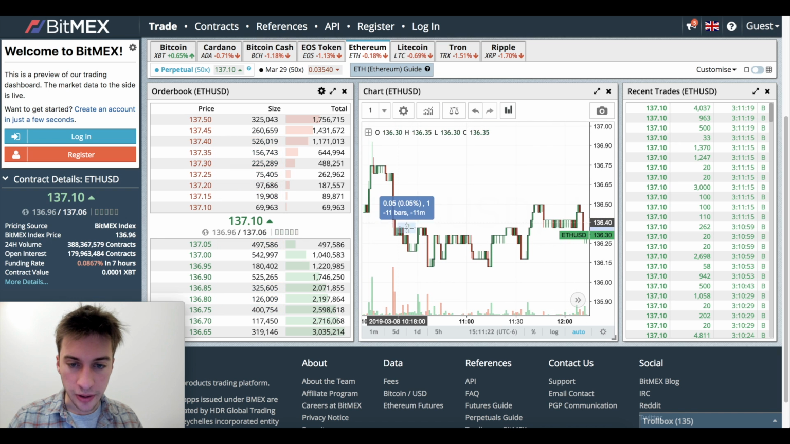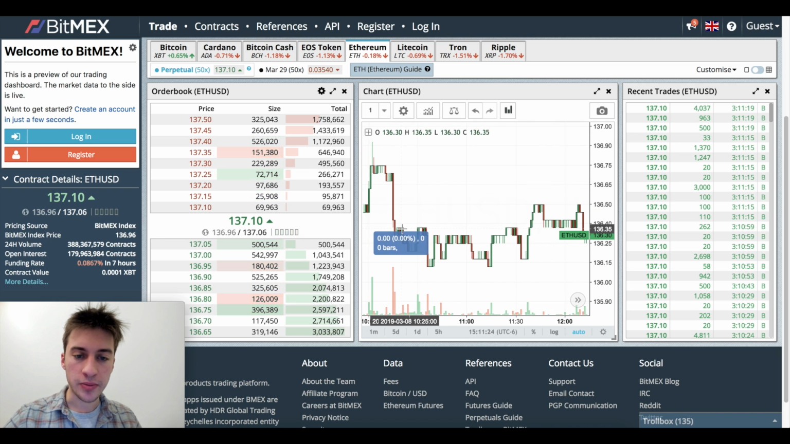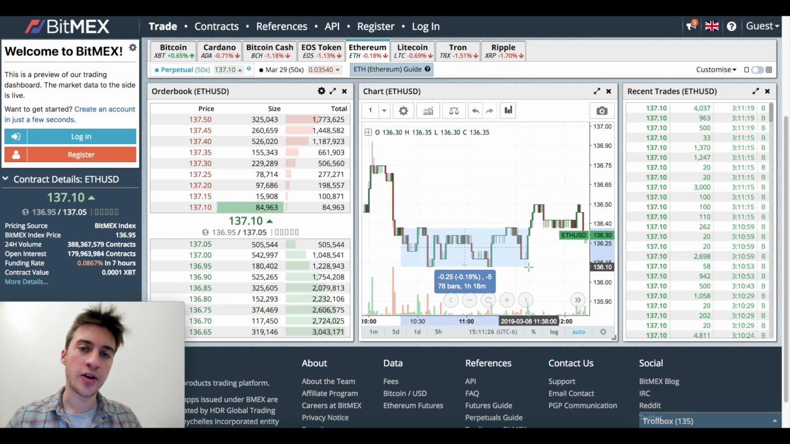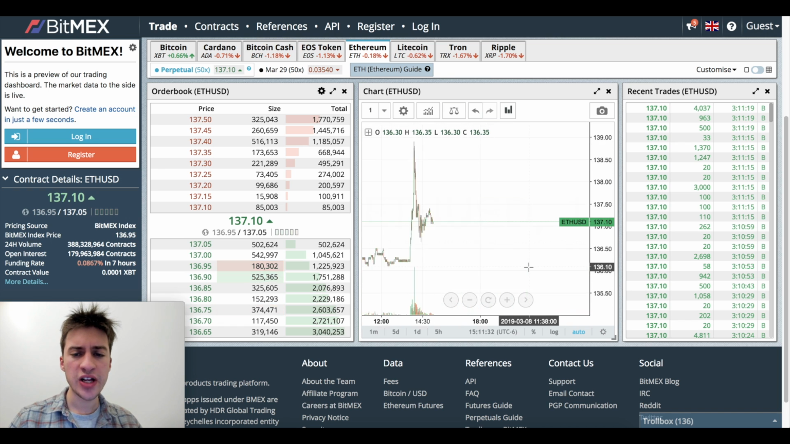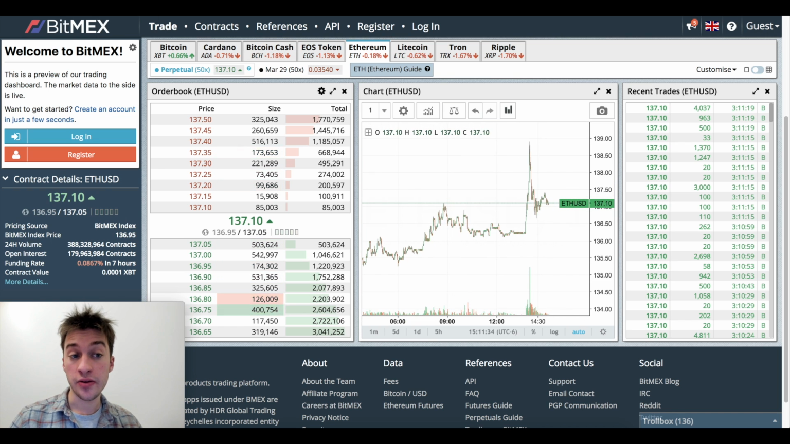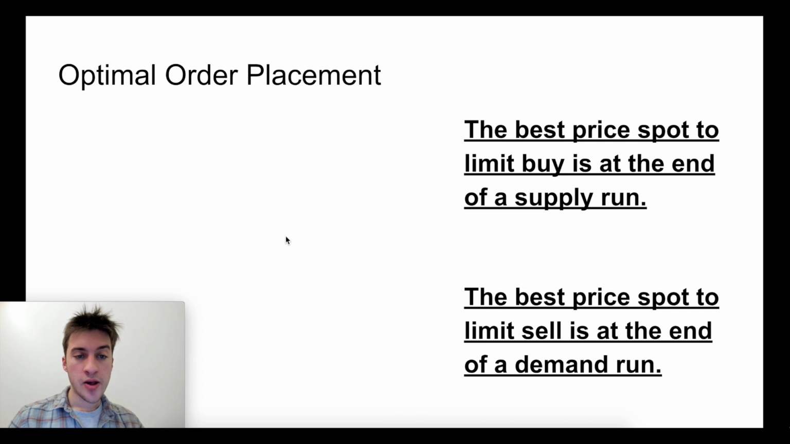This price chart right here, from here to here, this is inactive equilibrium, where it wouldn't be hard at all to get your limit orders filled. So that's a visual example of what those look like. All right, we looked at supply runs, we looked at demand runs, we looked at equilibrium, and I think you guys now know what each of those means.